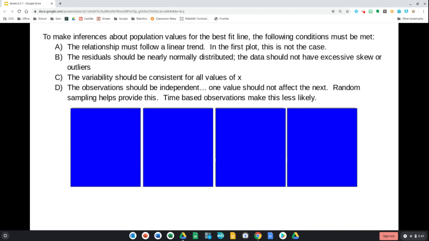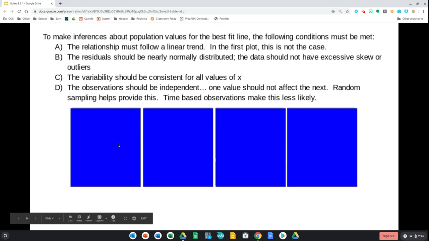Before we spend a whole lot of time with that, we want to make sure that we can actually come up with an inference based on our sample, because again, our inferences are only going to be as good as our samples are. So we want to make sure our samples meet the following requirements. First of all, if we're going to do a prediction of the slope of a population regression equation, our original equation must be linear. That would make sense. The relationship must have a linear trend.